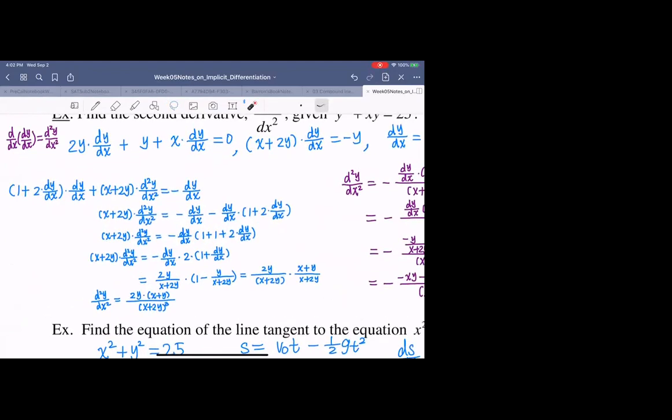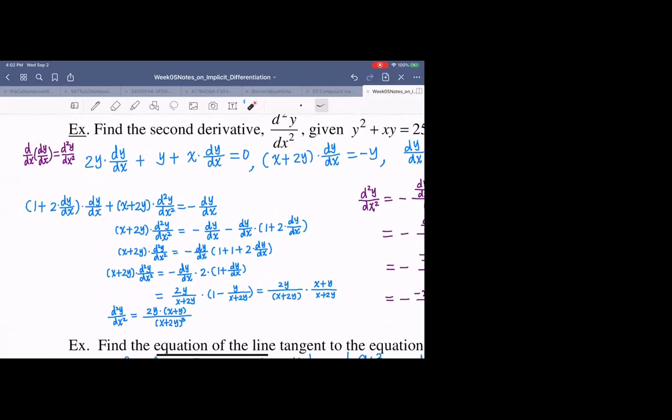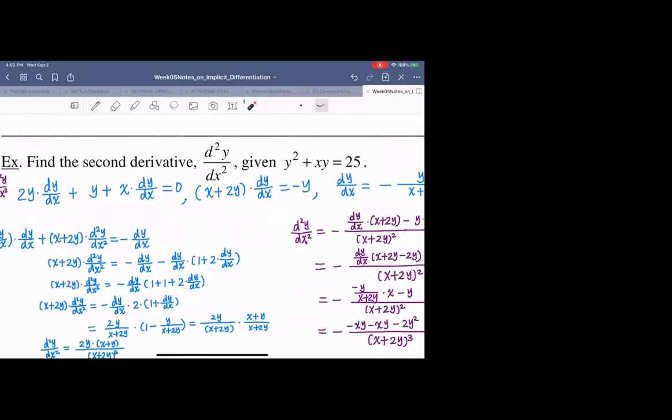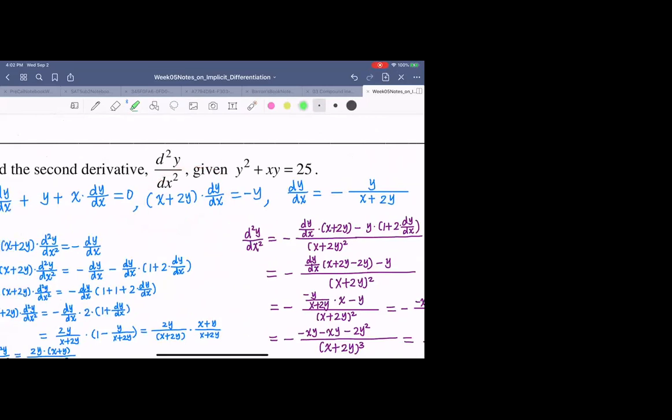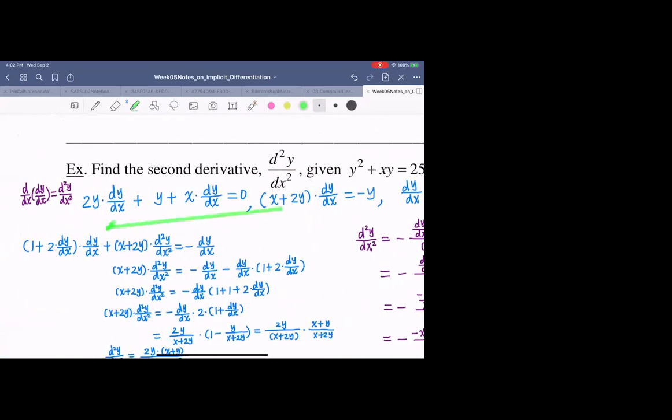Let's take a look at here. You do the product rule. I take out this guy and put here. I get 2y plus x times dy over dx. And then I'm going to do the derivative. So x derivative is 1. 2y derivative is 2 times dy over dx. That's the derivative of this term.